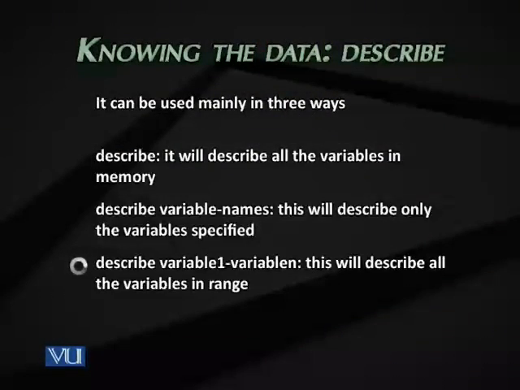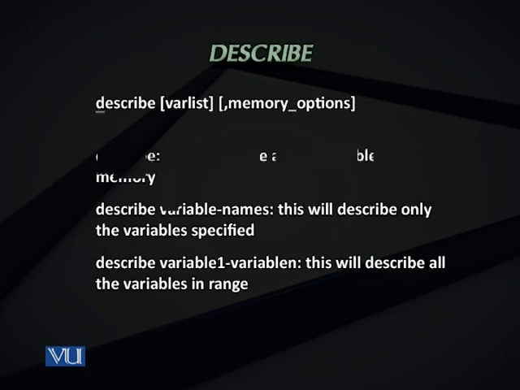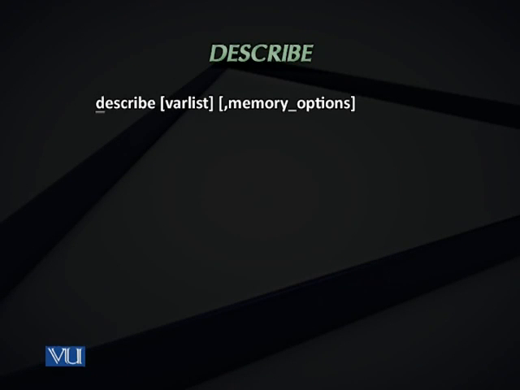So there are three ways that you can type: describe alone, describe with variable names, and describe with a variable range. For example, the syntax of describe is given on the screen. As I told you, D, the letter D is the shortcut.